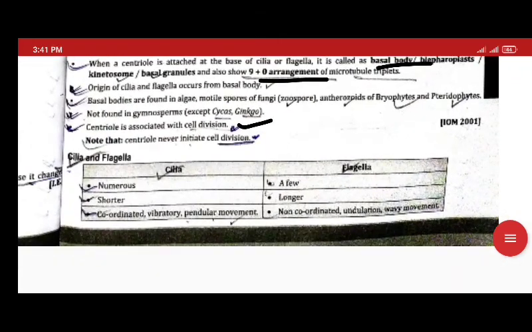Now, two types: cilia and flagella. This is for what? Locomotion. Cilia are numerous and flagella are few in number; cilia are shorter and flagella longer. Cilia are vibratory and flagella are non-vibratory.